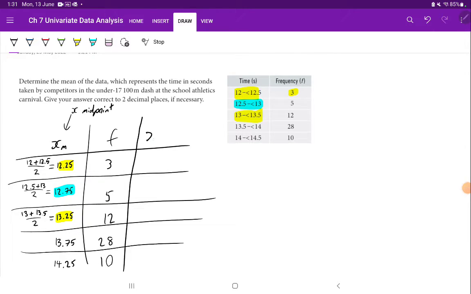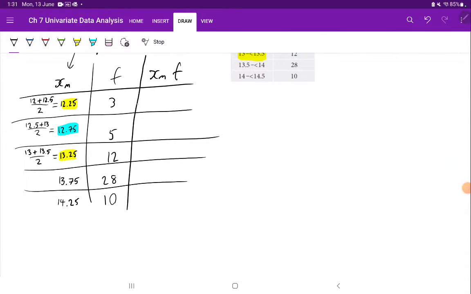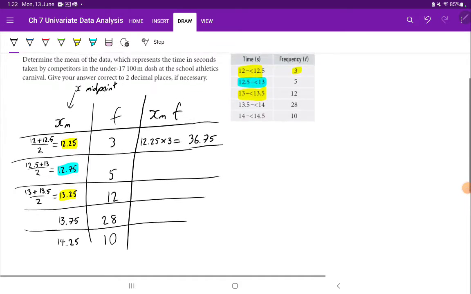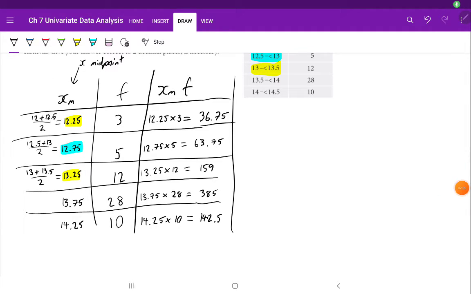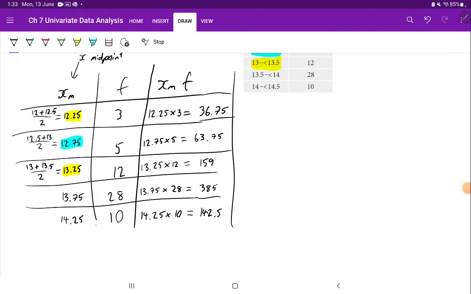It's going to be the XMF instead of XF, but it's the exact same calculation. So it's going to be 12.25 times 3. So 12.25 is going to represent that first band. I'm not going to use 12, I'm not going to use 12.5, I'm going to use the middle of it, so 12.25. And I'm going to repeat this multiplication to work out XMF to work out the final total. So you can see I've now worked out all of my XMF totals. So now all I need to do is work out my two totals at the bottom.